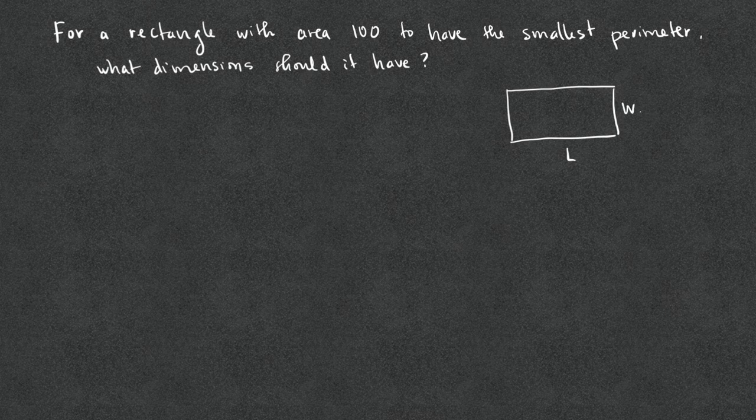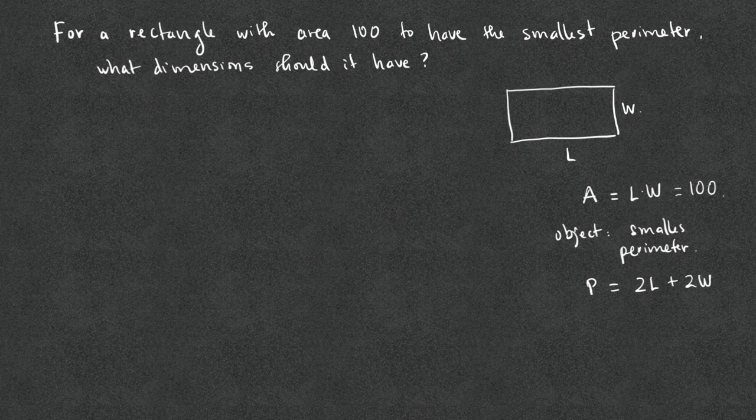With the given information, we were told that the area of the rectangle, the length times the width, is 100. The objective here is to have the smallest perimeter, so we associate the length, the width, and the perimeter. The formula for the perimeter is twice the length plus twice the width. We're looking for the dimensions of the rectangle, meaning the length and the width, such that they will give us the smallest perimeter.